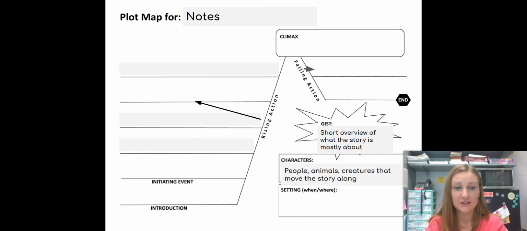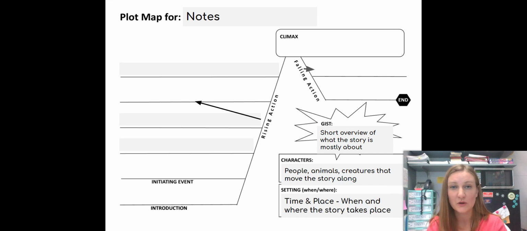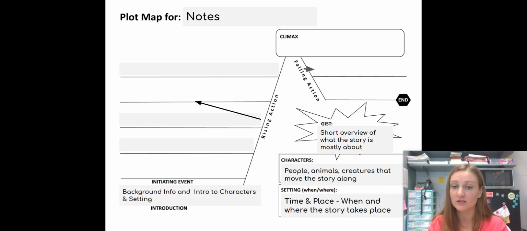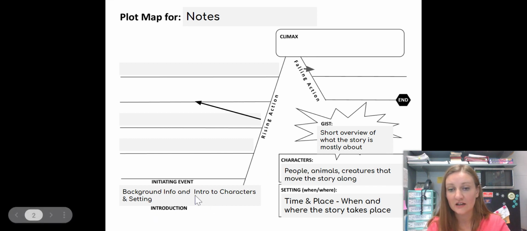Characters are the people, animals, creatures that move the story along. Setting is the time and place when and where the story takes place. And those characters and setting are introduced in the introduction. We get the background information, we get introduced to our characters, introduced to where and when the story is taking place. Introduction, I see the word intro in the definition, so that should be a big clue to help you know that the introduction intros the characters and the setting.